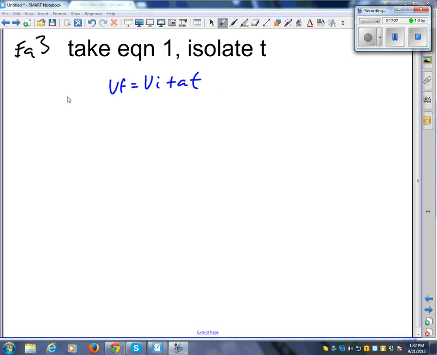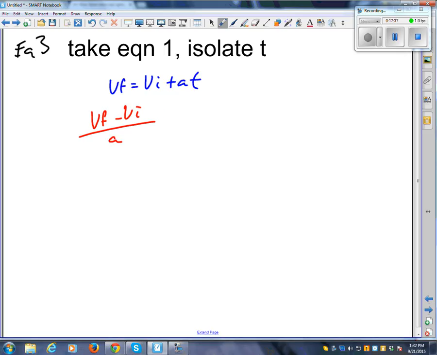Take the VI to the other side, becomes VF minus VI equals AT. How do you get rid of times by A? Divide. So I'm going to have VF minus VI all over A is equal to t. All I did was take this and isolate for t.